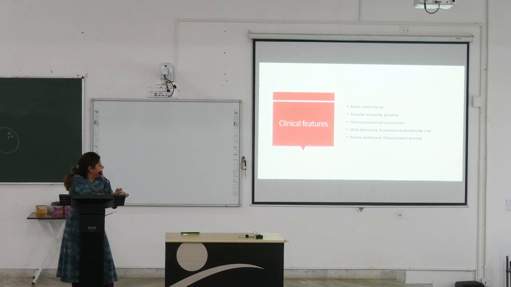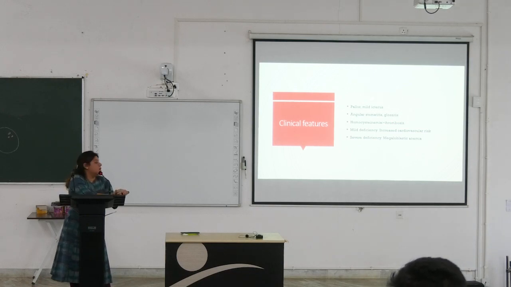Okay, the other feature is homocystinemia. Increased homocysteine in the body is called homocystinemia. This can cause thrombosis. The thrombus can lodge in the small cardiac vessels and it gives rise to cardiovascular risk. So in cases of vitamin B12 and folic acid deficiency, due to hyperhomocystinemia, there is increased cardiovascular risk.